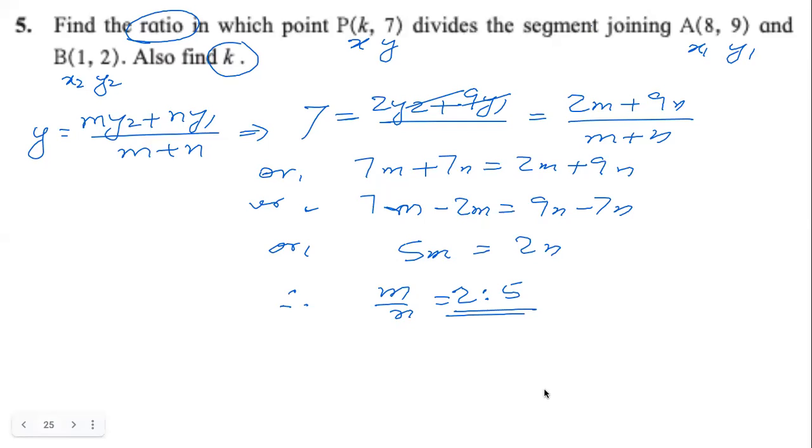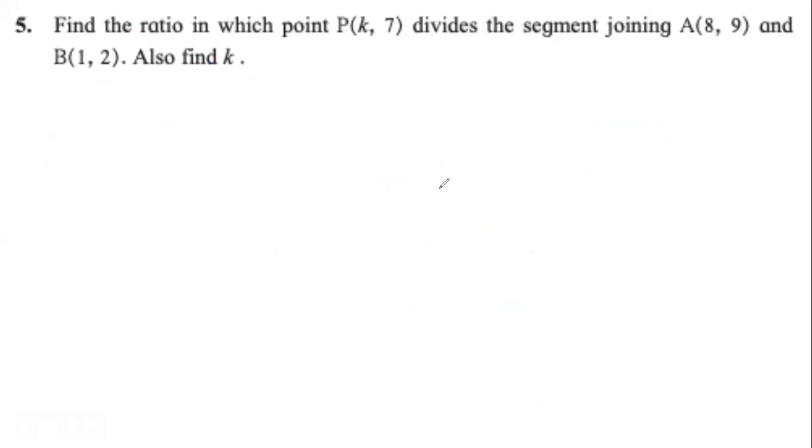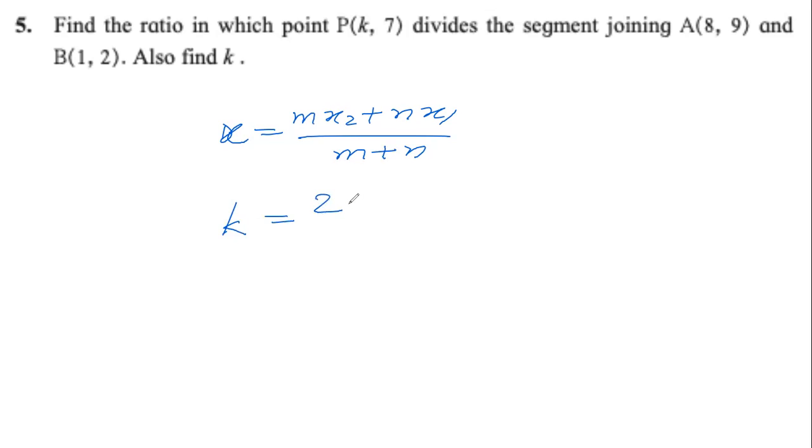is clearing the screen. It's 2:5 now, right? So in the next step, now if we use the X formula, our X equals to M X2 plus N X1 by M plus N. Our X is given as K, which is equal to 2:5. So 2 into X2. X2 is how much? 1. So 2 into 1 is 2.